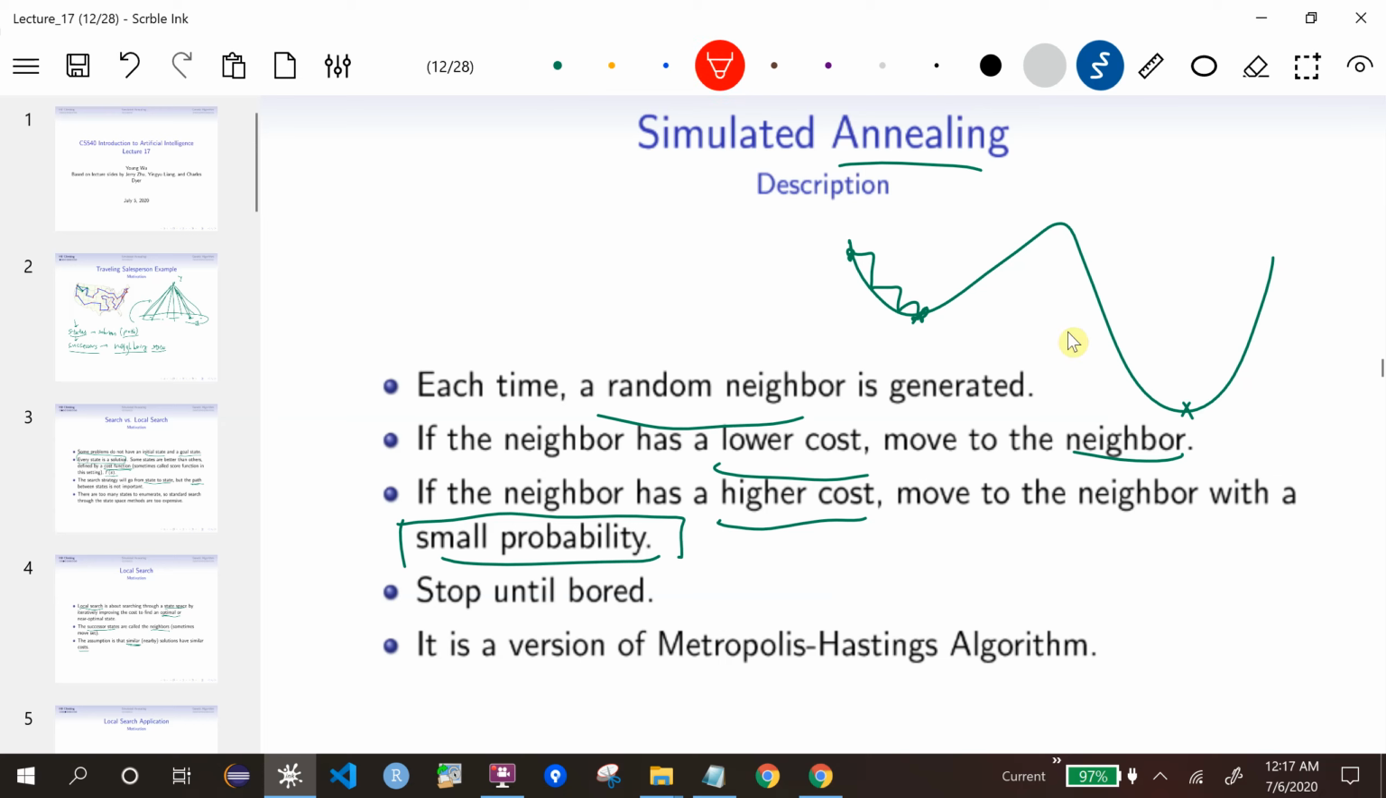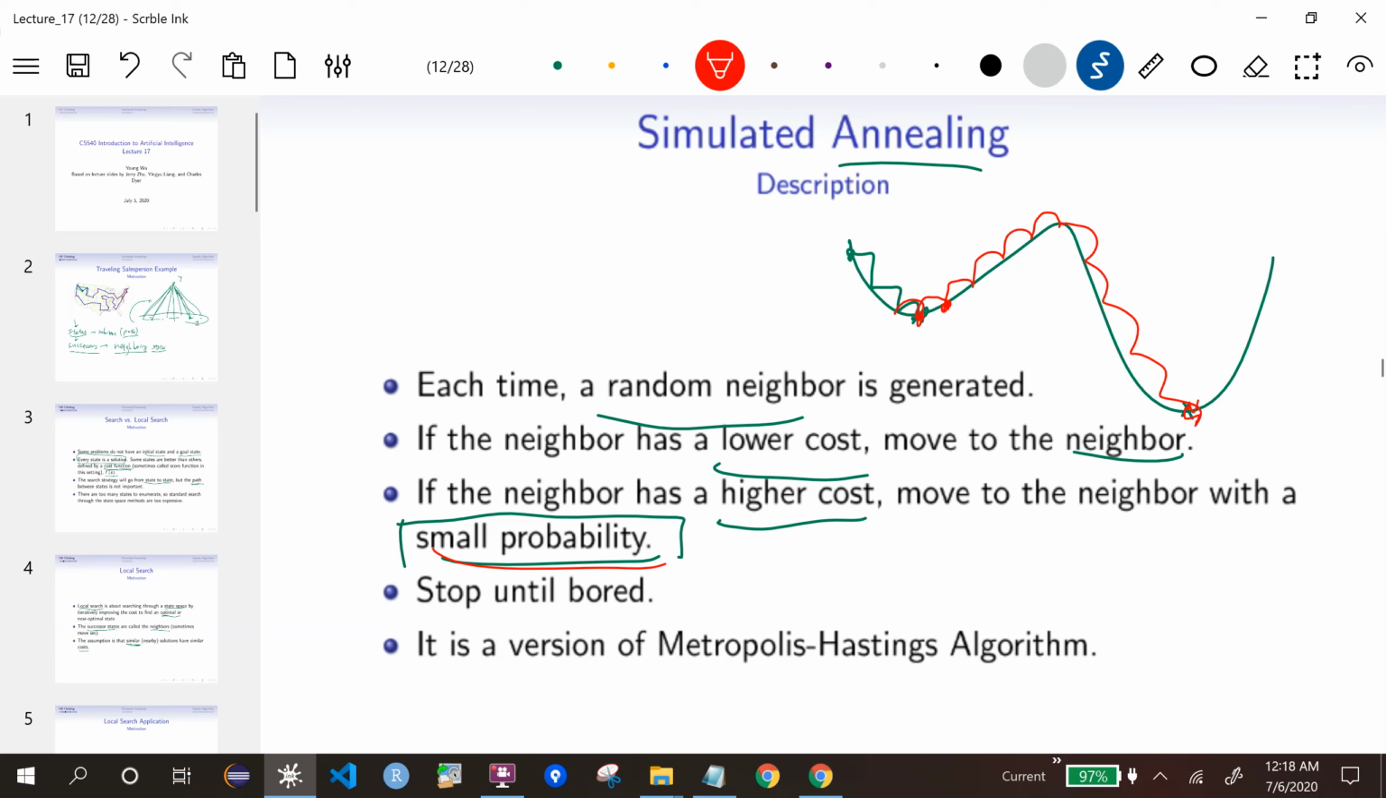In particular, suppose we are stuck here at the local minimum. We can either move to the left or move to the right because they have higher costs, but there is a small probability that we actually make the move. Likely we'll move one way, unlikely we'll move the other way, but it's still possible. If we repeat this infinitely long, then there is some very, very small probability that I keep moving up until we hit here, and then suddenly we can go downhill and hit the global minimum. That's a good theoretical property.